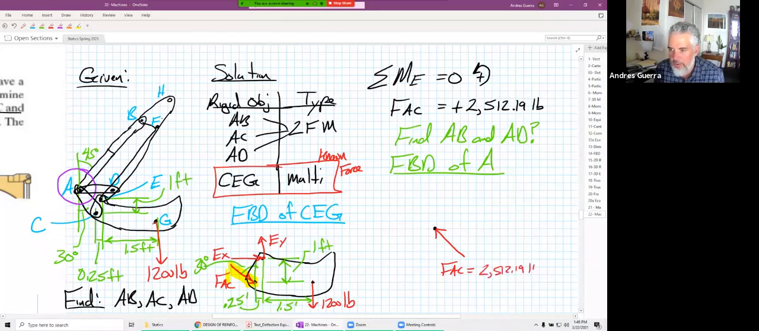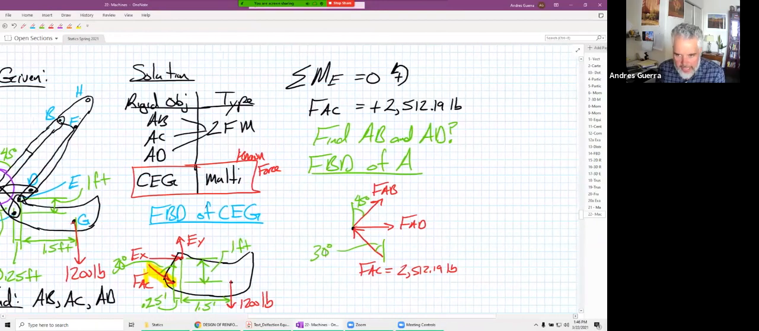2,512.19 pounds. Now AB and AD, we haven't drawn those anywhere else. I'm just going to go ahead and do those both in tension. It doesn't really matter, but that was our process that we did in trusses. We have our FAB, FAD. We've got all our geometry here. Like we know this is a 45-degree angle. We know this was a 30-degree angle, even though it doesn't look like it in my picture. But there's our next FBD.